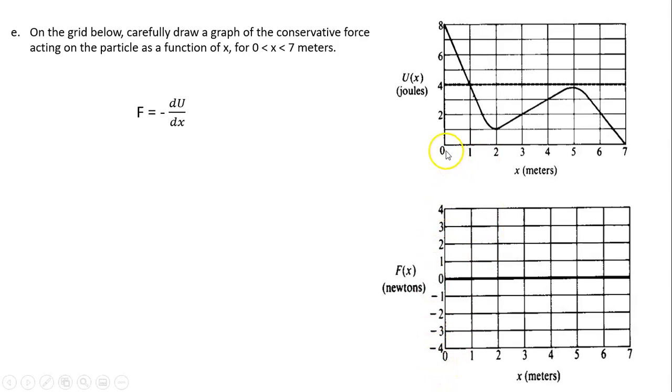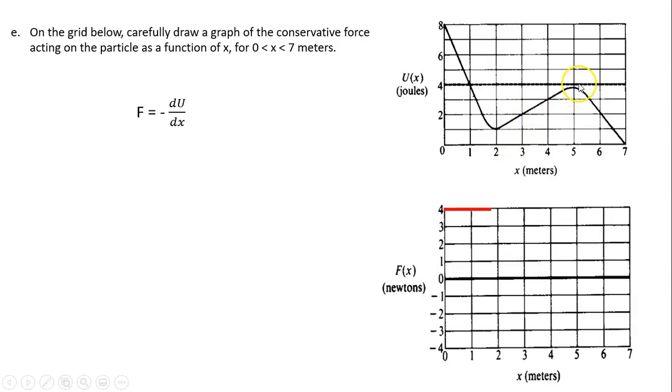To find the force between 0 and 2 meters, we find the slope. In this case, the slope is negative 4. Therefore, the force is positive 4 between 0 and almost 2. At x equals 2, we already know force equals 0. So there's a point right here.